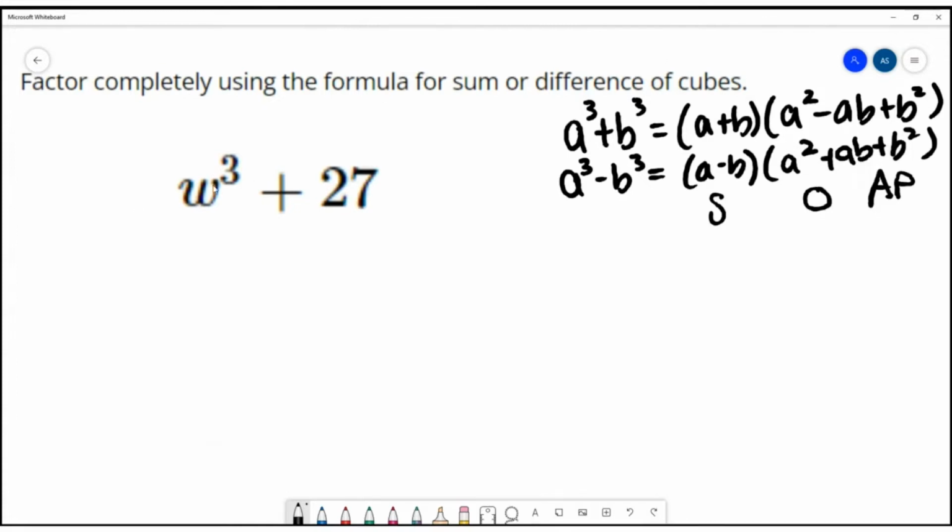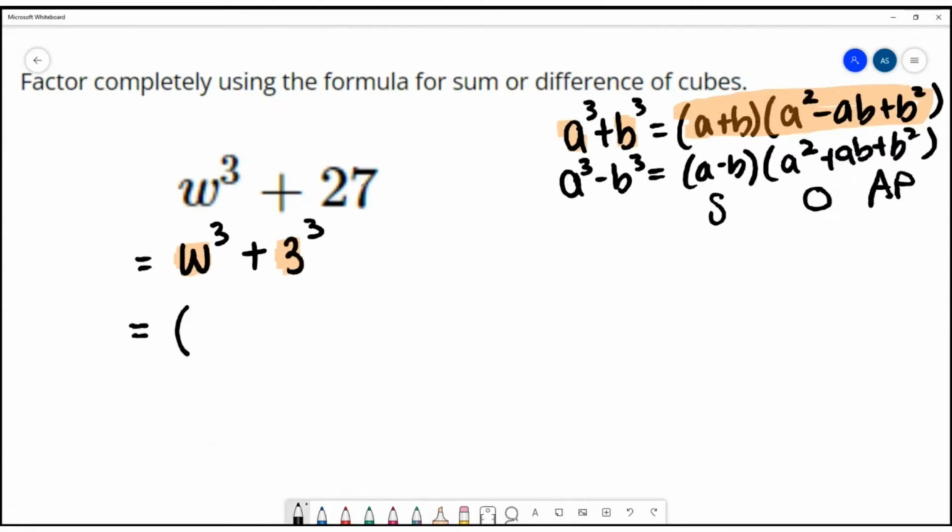So in our example, we have w cubed plus 27, and we want to factor using this sum or difference of cubes formula. We have a sum, we have w cubed, we just need to check to see if 27 is a perfect cube, and it is. 27 is 3 cubed. So now that we know we have a sum of cubes, we're going to follow that pattern, and the pattern requires us to know a and b. We have a being w and b being 3.